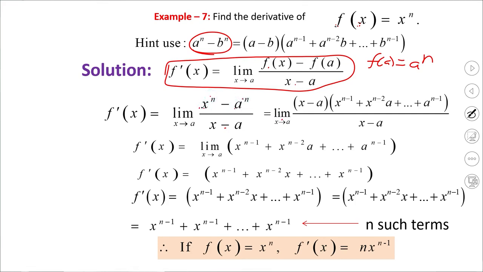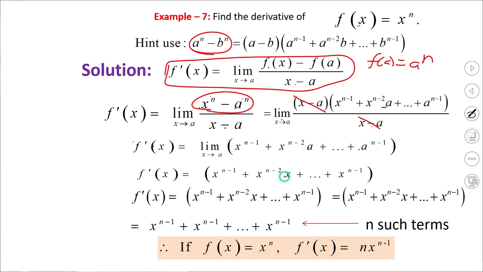So that is the limit of, now x to the power of n minus a to the power of n can be expanded according to this. So I will replace these terms by these ones, as you can see there, divided by x minus a. Then f derivative of x is equal to, because these two terms can be cancelled, x to the power of n minus 1 plus x to the power of n minus 2 times a. Everything in this parenthesis will be left.